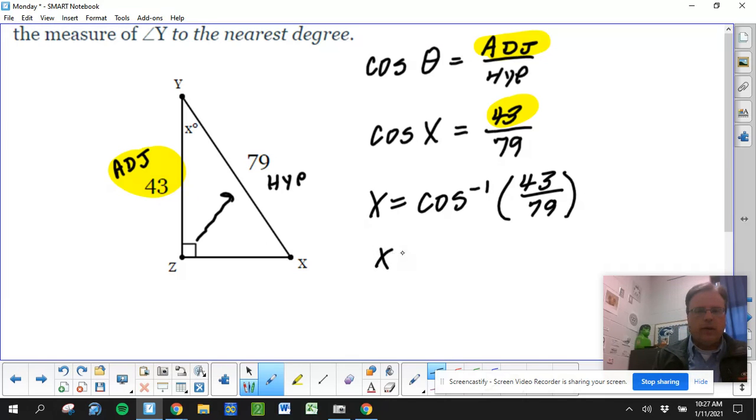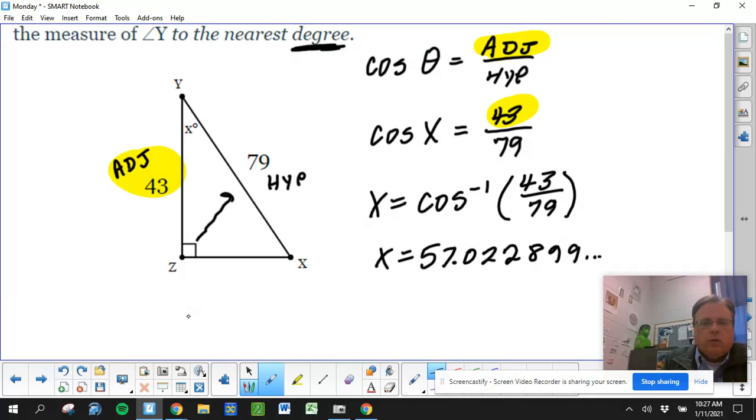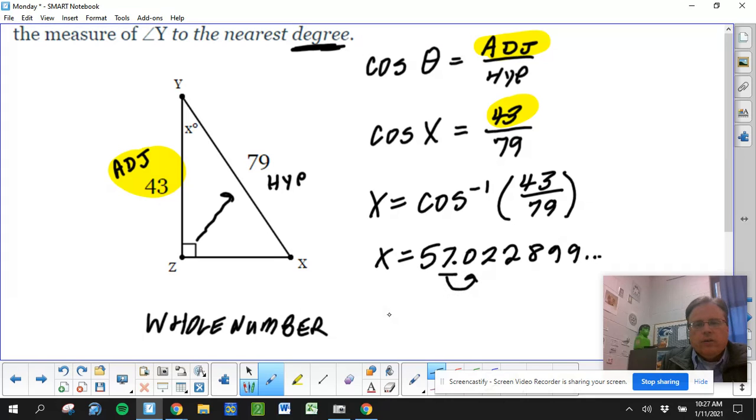To start out with, I get this big ugly decimal. But I want the nearest degree, which means whole number. If it asks for the nearest degree, that means I don't want a decimal at all. I want to stop at the decimal. So that's either going to be 57 or 58. The digit after says round down, so keep it at 57 degrees. So 57 is my answer.